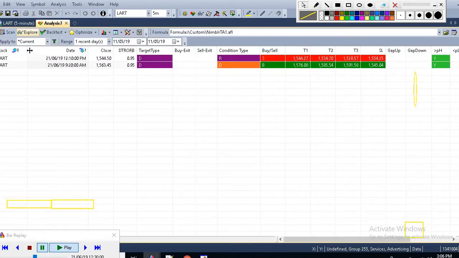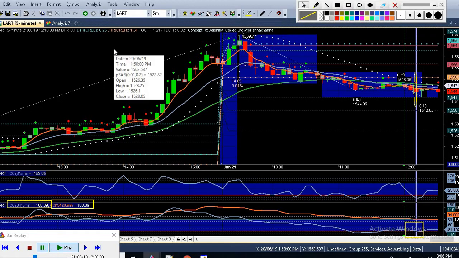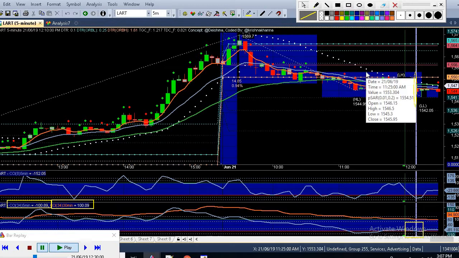So that is why the tool, which is made for the NimblrTA concept based on Amibroker, is intelligent enough, and it provides you this particular signal. The signal is provided at 1544.5, right, at this moment. And at this moment let us also check how we would analyze the DTR values. Everything is marked over here. So the DTR at this moment of time is 1.61, right? Let's move further and try to see what happens later.